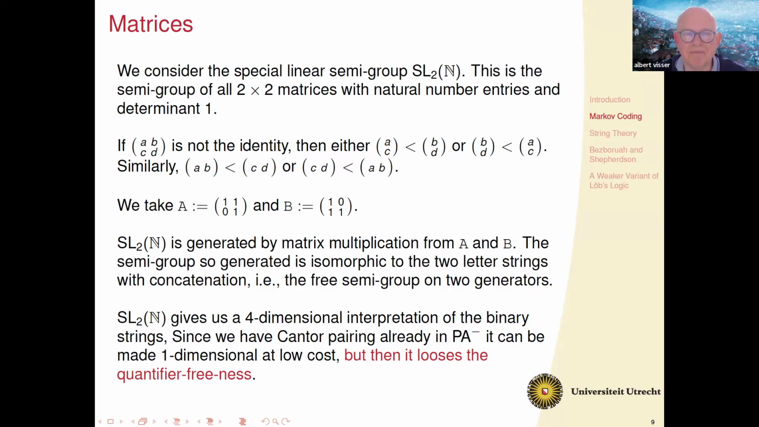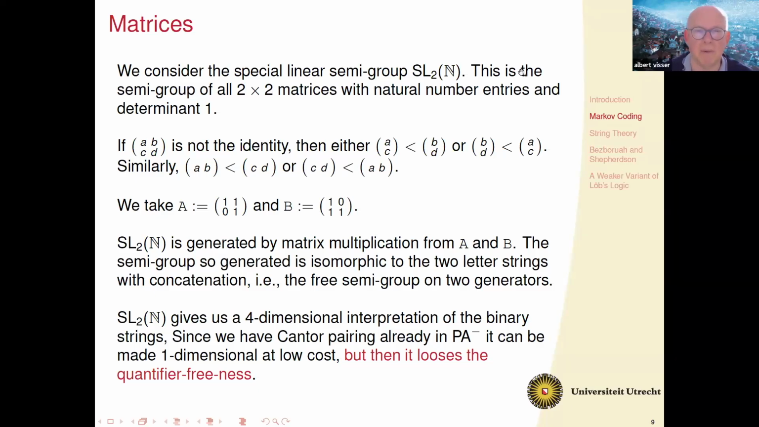And the amazing insight is that this semigroup is freely generated by two generators. So SL2N with matrix multiplication is generated from two elements. I will say in a moment what they are. And this object is isomorphic to the two-letter strings with concatenation, so the free semigroup.